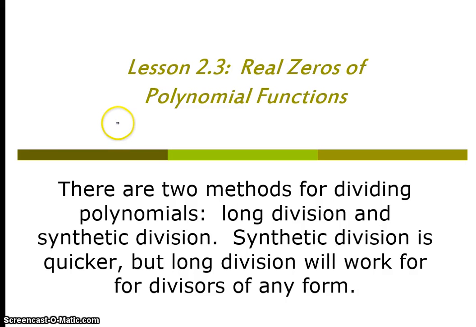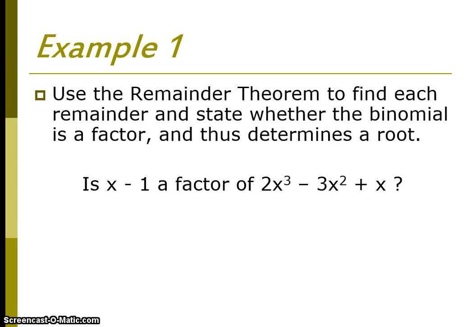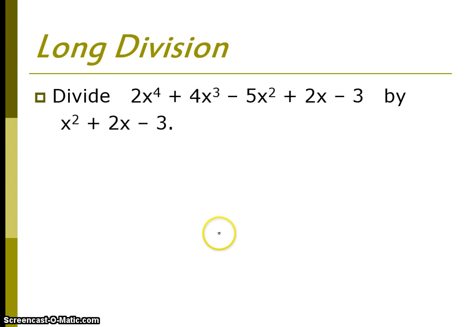Hi, lesson 2.3 is all about finding real zeros of polynomial functions. You'll be dividing to do this. There's two methods, long division and synthetic division. While synthetic division is quicker, it does not always work, so you will need to be able to do both methods. We're gonna start with long division.